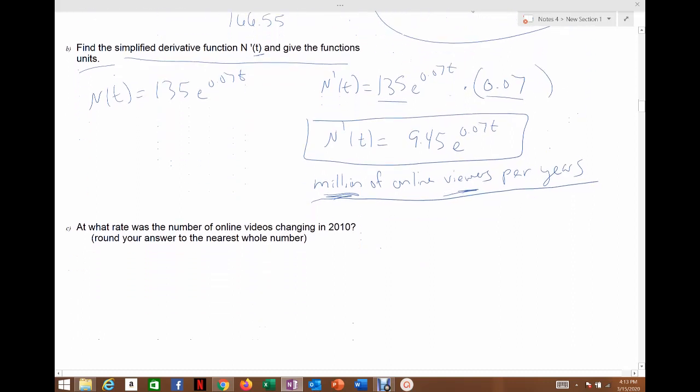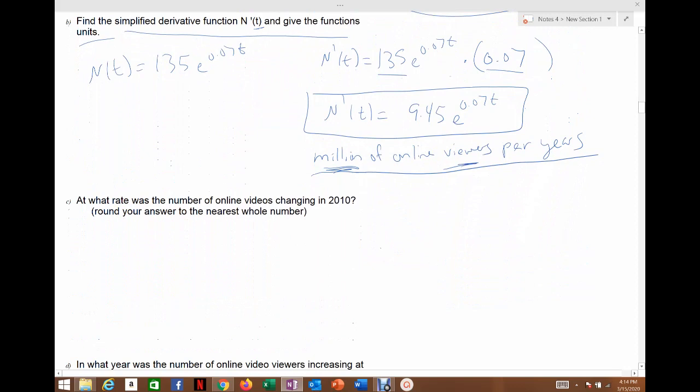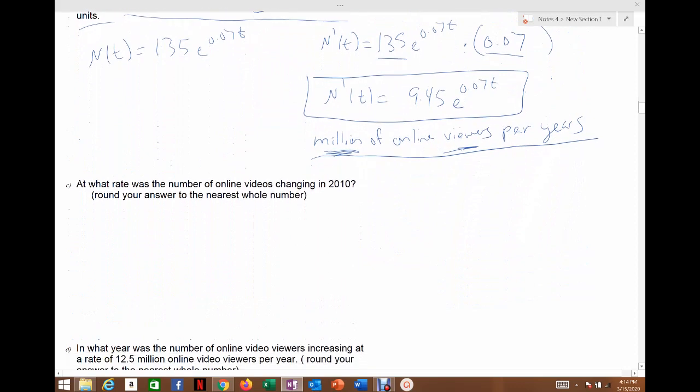All right, the next one actually gives you the units. Nope, that's not the next one. The one after that gives you the units. So C first and then D. C then is asking you to use your derivative. At what rate, right? So that's the derivative. Are the number of online videos changing in 2010?